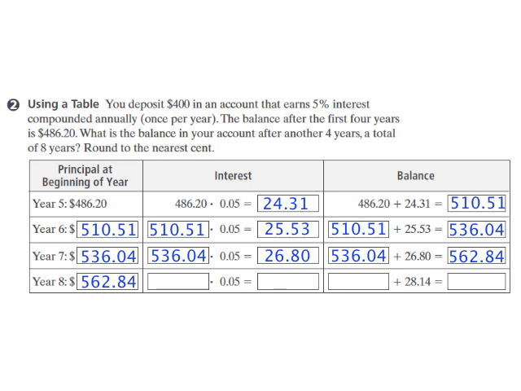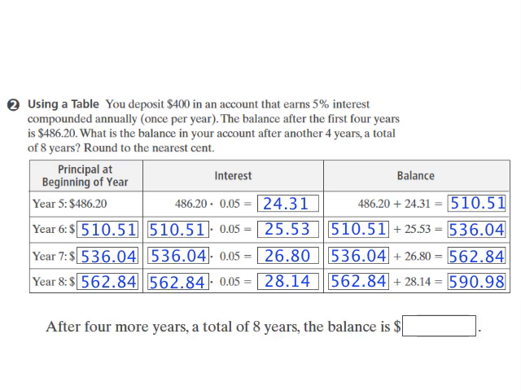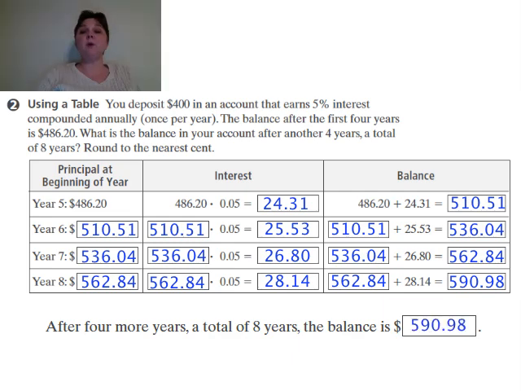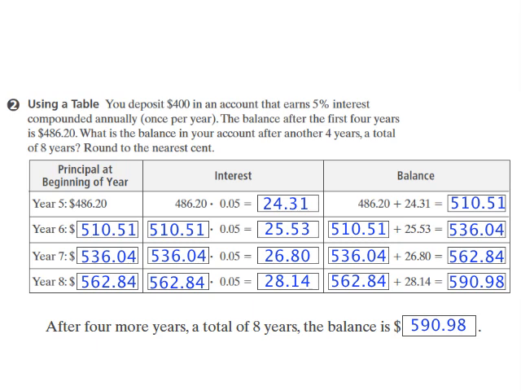We take $562.84 times 0.05 to find our interest earned, which is $28.14. We add that to the $562.84, and we get $590.98. So the balance in the account after a total of 8 years is $590.98. Pause the video if you need more time to copy down the notes.